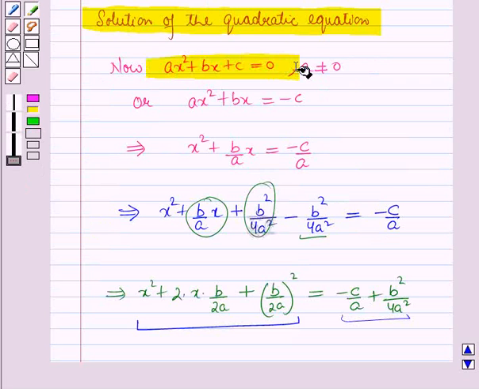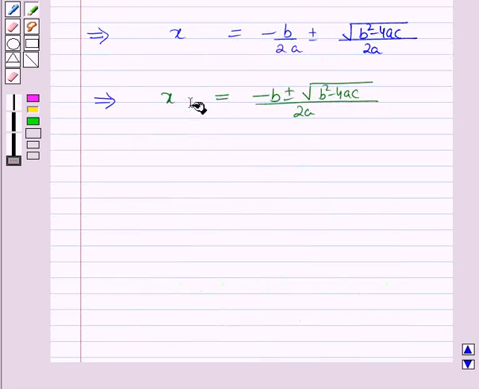Now we were supposed to find out the solution of this equation. That means we have to find out the value of x. That is, we have to find out the roots of this equation. Now the roots are the values of the variable satisfying a given equation. Now we have got the values of x, that is we have got the roots of the given quadratic equation.